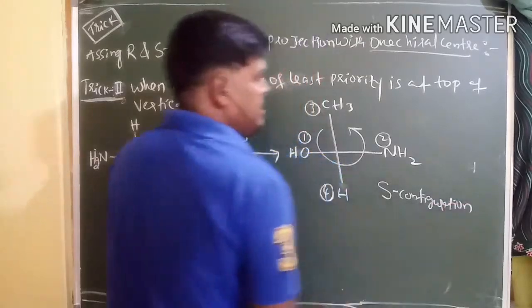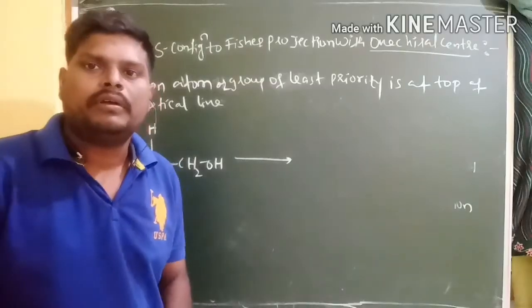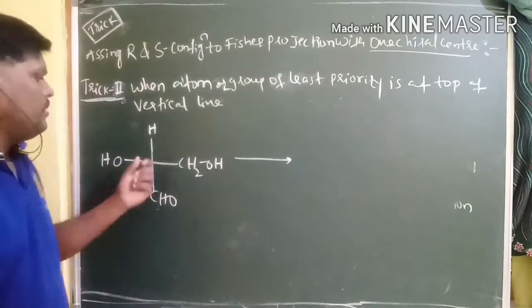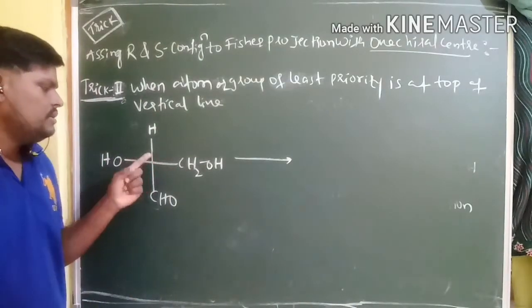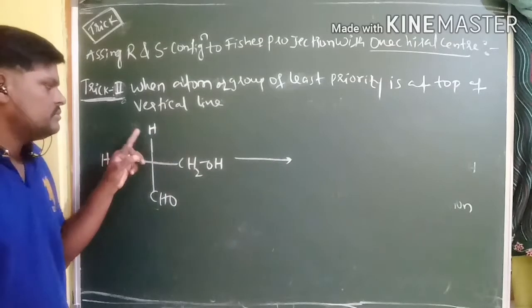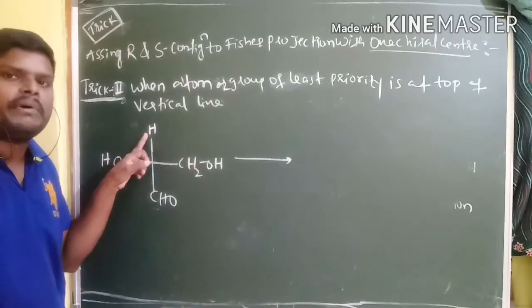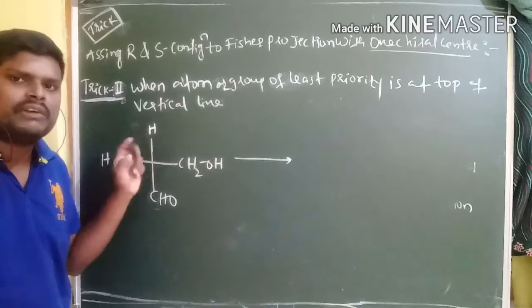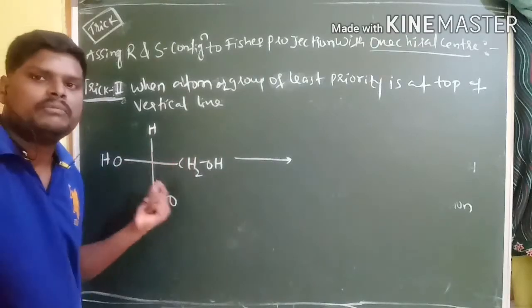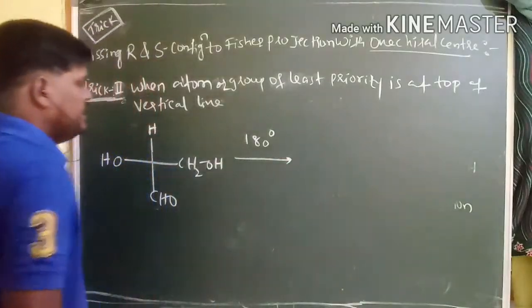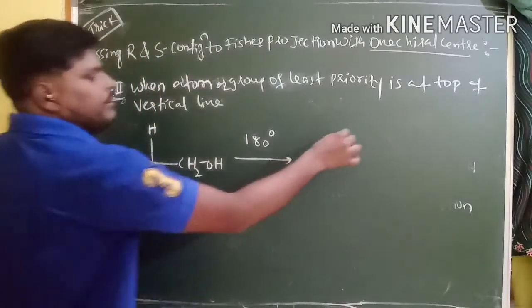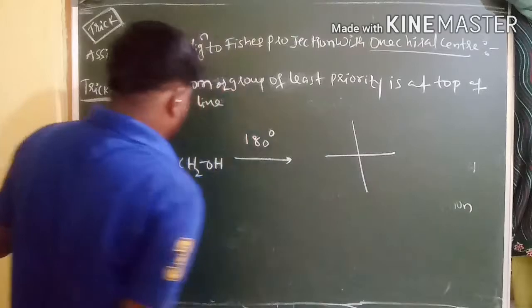Right, this is S configuration. So, second example for this trick number 2. This molecule also has the least priority at the top of the vertical line. So what are we going to do in this situation? The entire molecule is rotated through 180 degrees. So here, write down the structure for this compound.